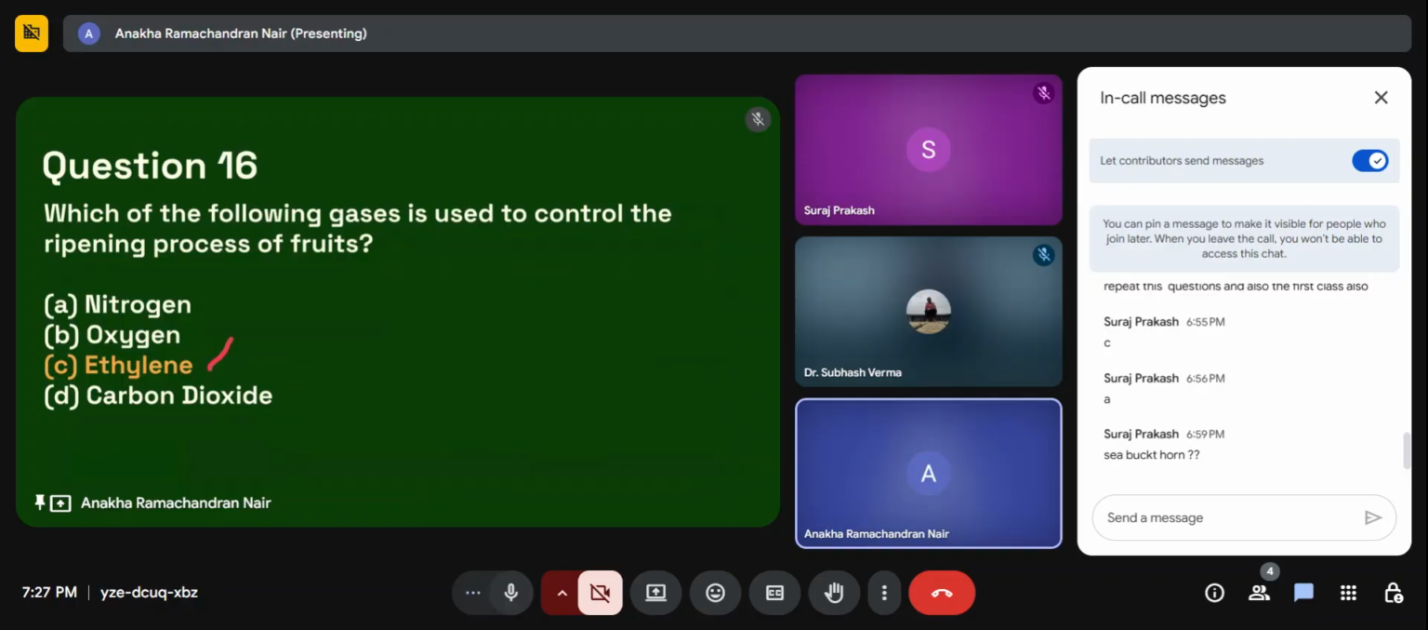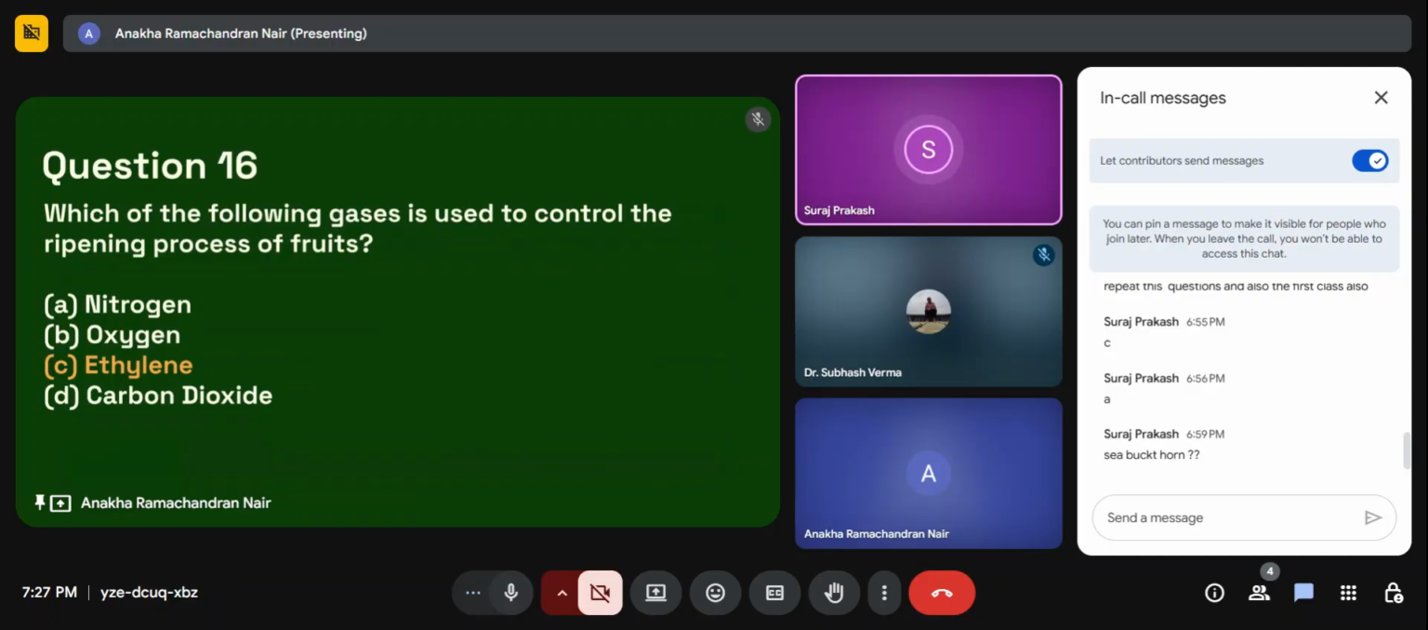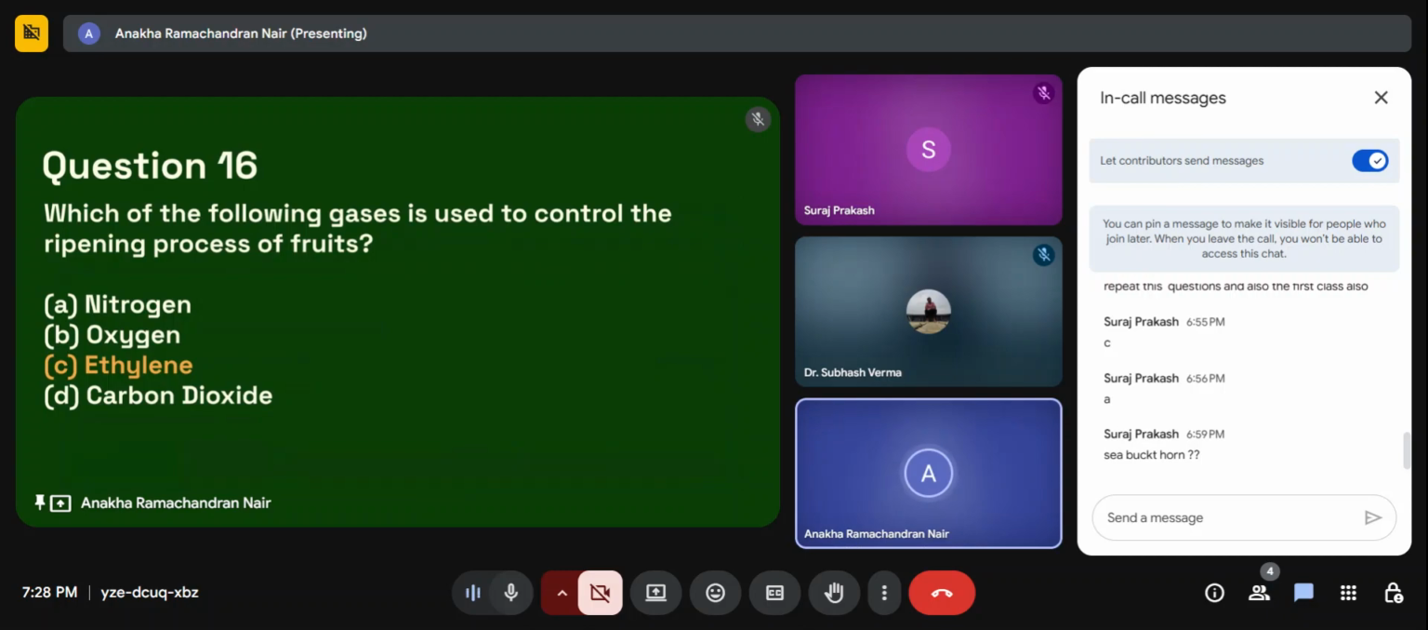Any doubt in this question? Ma'am, if ethylene is used for the ripening, then it should not be used for the control of ripening. I did not understand this. So control of the ripening, in this case, doesn't mean to reduce the ripening. It means that you are controlling how long the fruit will take to ripen. It's not saying that if you have ethylene, the ripening process will not happen. It's saying that you are able to control how fast the ripening process happens.